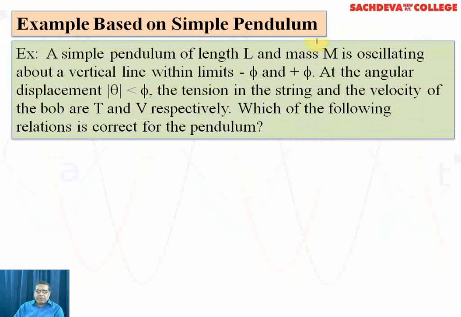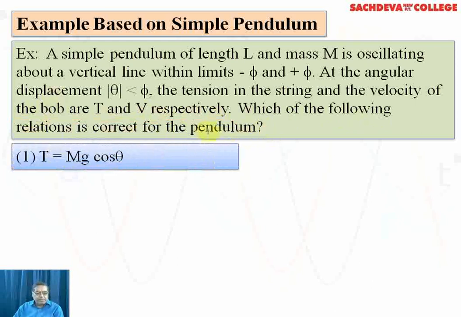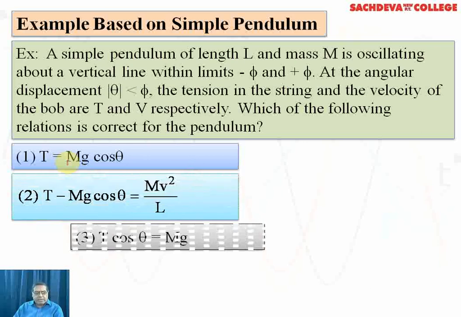Now, our first example is that a simple pendulum of length L and mass m is oscillating about a vertical line, and the limits of oscillation are minus phi to plus phi, with the magnitude of angular displacement theta less than phi. The tension in the string and the velocity of the bob are T and v. Which of the following relations is correct for the pendulum? So we have to identify the correct relation. Obviously, by calculation only we can find which can be the correct relation.